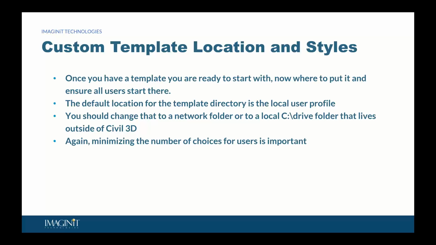And again, we want to minimize the number of choices for users. The fewer choices we give them, the more likely they are to pick the right things. If we give them an entire plethora of things to choose from, somebody will invariably pick the wrong one. And then we have to go back and fix that later. What we're trying to do is eliminate those things as part of our efficiency gain.